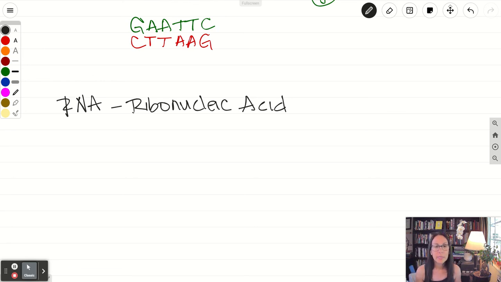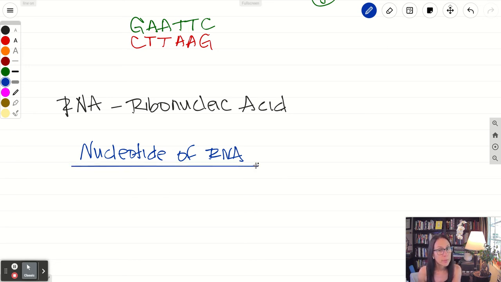RNA is also made of nucleotides, just like DNA is. And nucleotides of RNA are very, very similar to nucleotides of DNA. So a nucleotide of RNA contains the following. A nucleotide of RNA has 3 parts. The first part is a phosphate group.